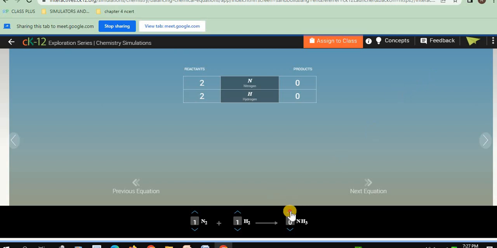First we should make 1, 1, 1. Now, how many atoms of nitrogen in the left hand side? 2. So, right hand side how many? 1. So, you should make it 2. How many hydrogen atoms now? 3 into 2, 6. How to make it 6? Multiply by 3. Good.